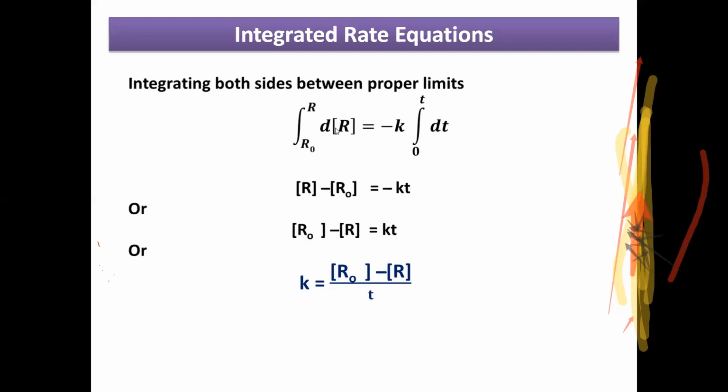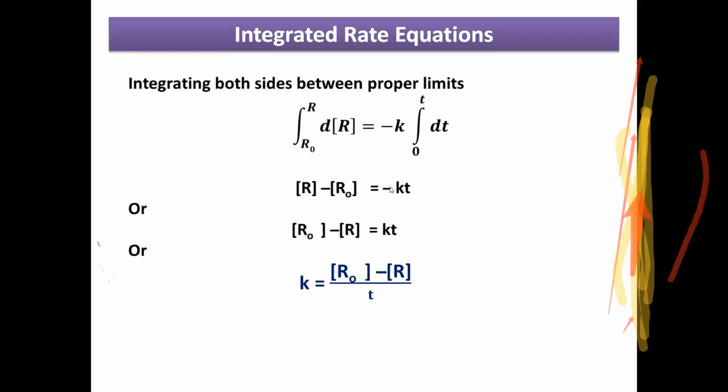So this will be the upper limit, when you substitute, so this will become r minus r naught equals minus k as it is, and its integration will be t minus 0. So 0 I am not writing over here, so this will be minus kt. So this is the expression you have.